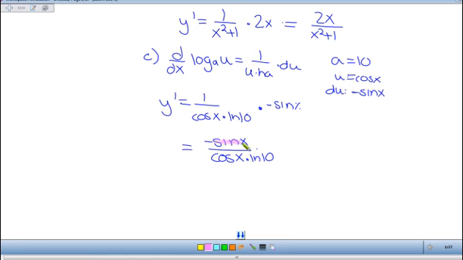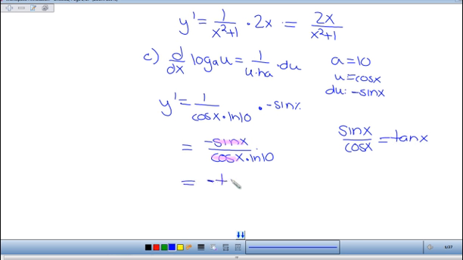Now, sine over cosine, okay, we can use our trig identity. Sine of x over cosine of x is tangent of x. So I can rewrite this as negative tangent of x over ln of 10.